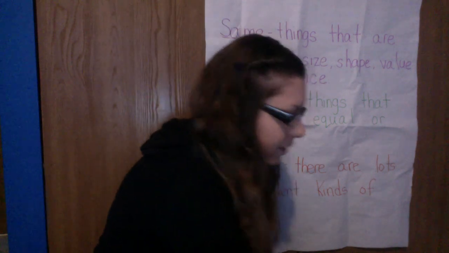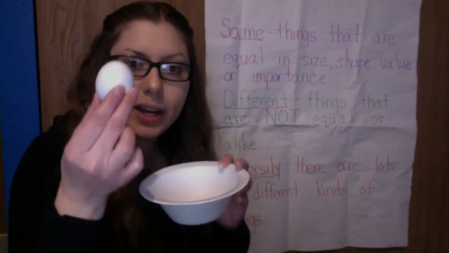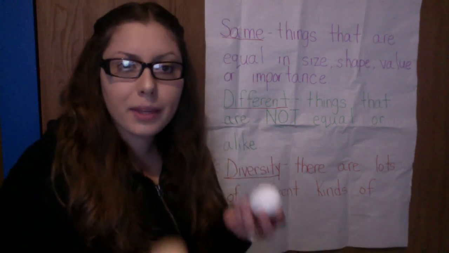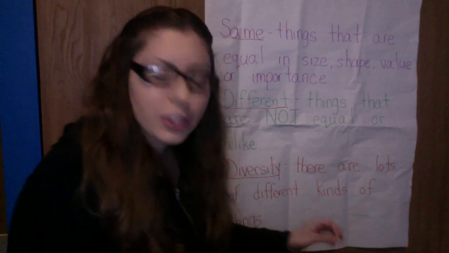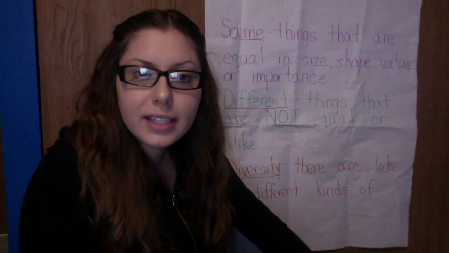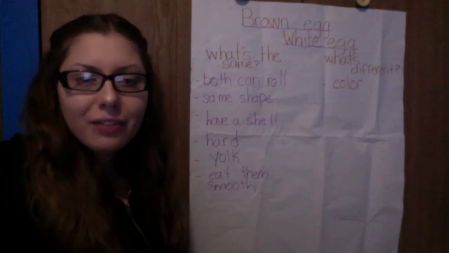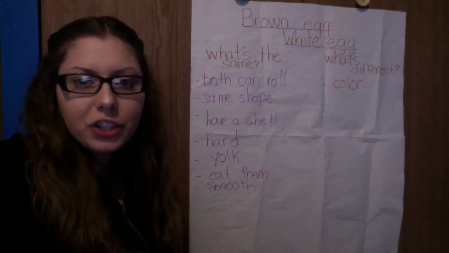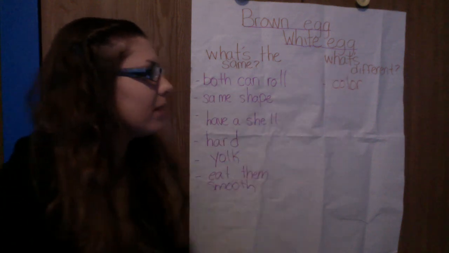Each group will be given 2 different bowls. One bowl will have a white egg in it, and one bowl will have a brown egg in it. I will instruct students to examine the 2 eggs and to feel them. I will ask students to discover the similarities and differences between the 2 eggs and talk amongst each other. After the students are finished examining the 2 eggs, together we will create a chart of things that are the same about the 2 eggs and things that are different about the 2 eggs.